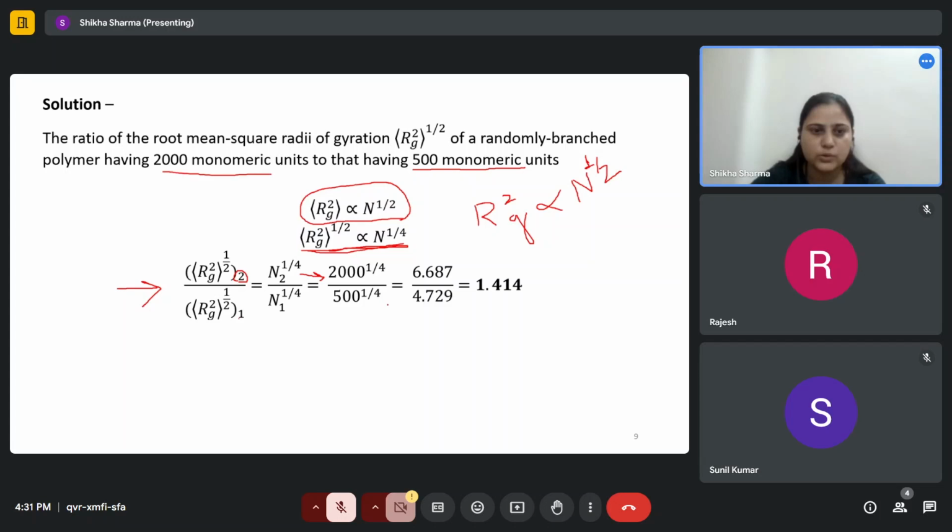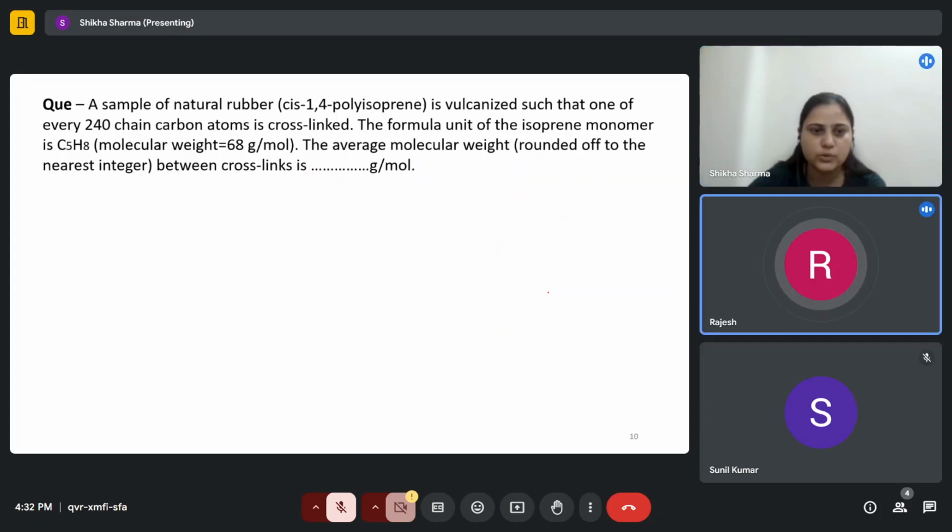2000 to the power 1 upon 4 is nothing but 6.687, and in the denominator, 500 to the power 1 upon 4 is 4.729. When we divide we get 1.414 as our answer, which is what you have also calculated, right? So is everyone following the problem? Yes. So yeah, you got the correct answer.